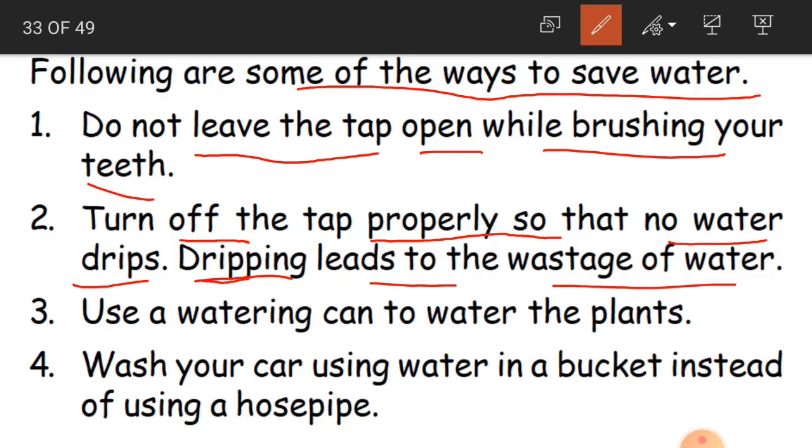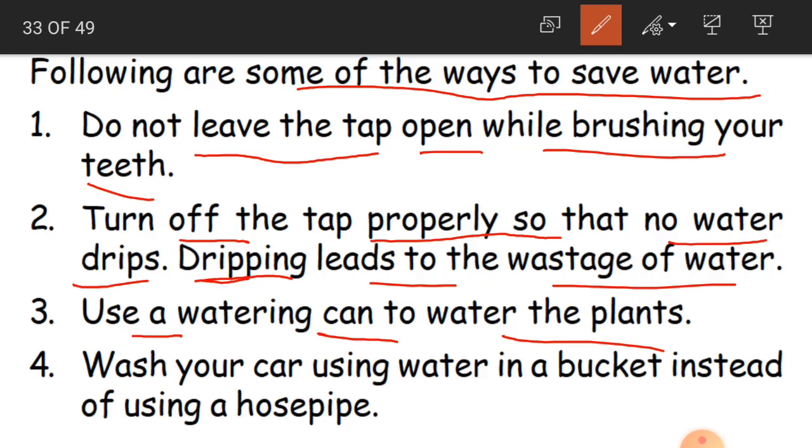Clear, children? And now, use a water can to water the plants. Water can, children? You'll have some small holes on the mouth of the water can. If you use such a can to pour water to the plants, much water is not going to be wasted. So this is also one good method.